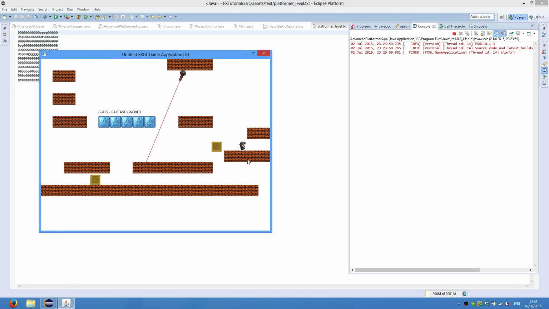The next version of FXGL will be released sometime next week, followed by probably this tutorial.